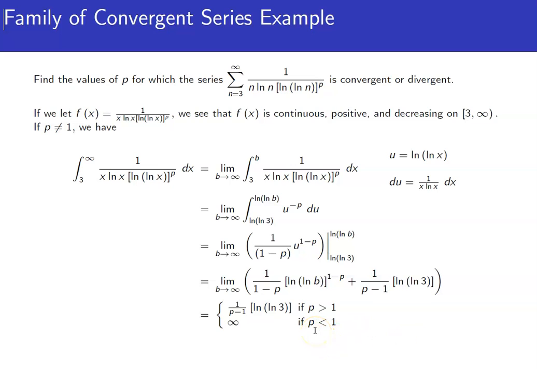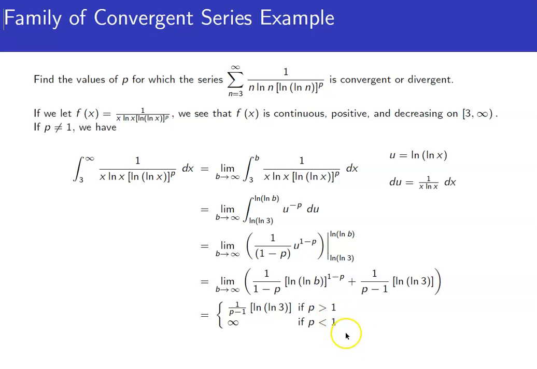If p is less than 1, then this exponent is positive. If the exponent is positive, then this natural log of b gets very, very large in the numerator, which makes the whole fraction get large and makes the integral diverge. So this improper integral converges if p is greater than 1 and diverges if p is less than 1.